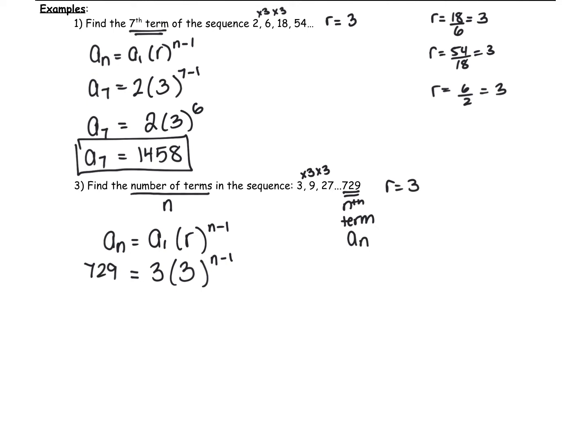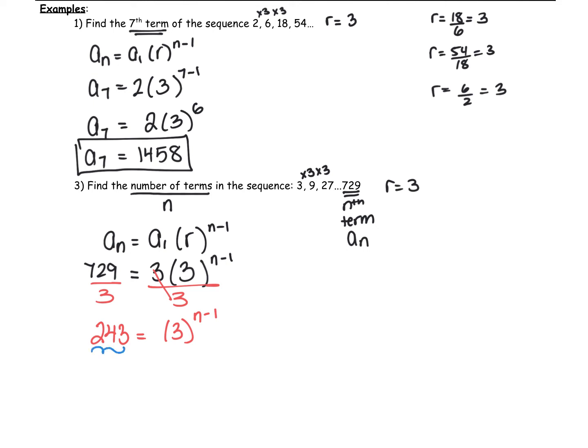So the way you want to solve this is by isolating the base. So we need to divide the 3 out on both sides. And if you do 729 divided by 3, you'll get 243. And that equals 3 to the n minus 1. And now you can solve for the exponent by using logs or common bases. And it's helpful if you know a little bit about common bases.